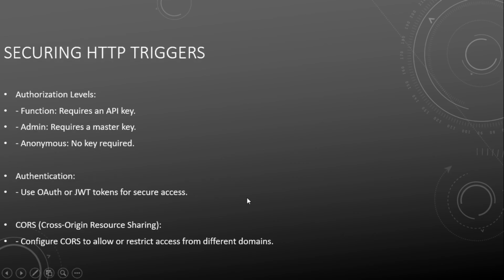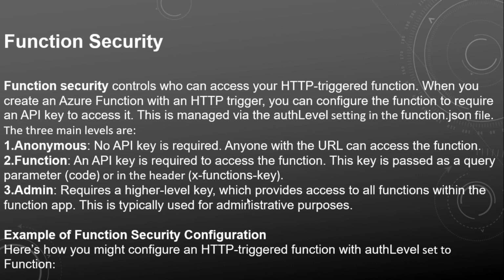Okay, so in Azure there are two: one is function level and one is admin. Function security controls who can access your HTTP trigger. When you create an Azure function with an HTTP trigger, you can configure the function to require an API key to access it. For example, whoever passes that API key in the query string or the header will be able to access that particular function. So this is one kind of authentication and authorization you can implement, right?